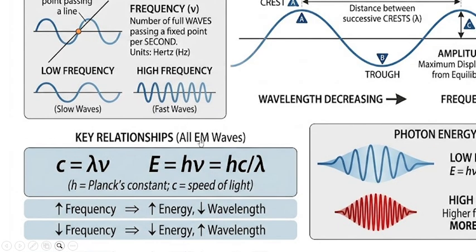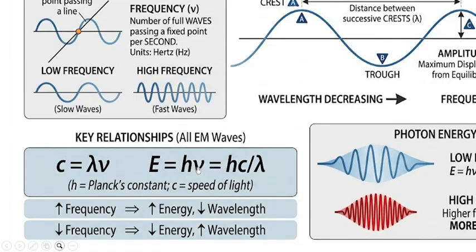Next is energy. What is the relationship between energy, frequency, and wavelength? c, that is the speed of light, equals lambda nu. c, the speed of light, is 3 into 10 raised to 8 meters per second, as we know, and that equals lambda into nu. And energy E is equal to h nu, where h is Planck's constant.